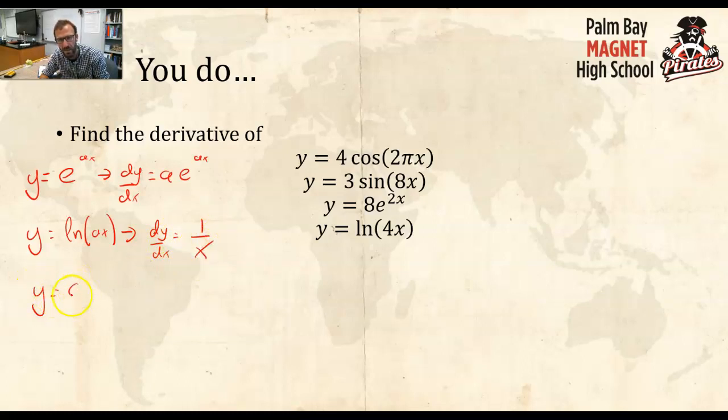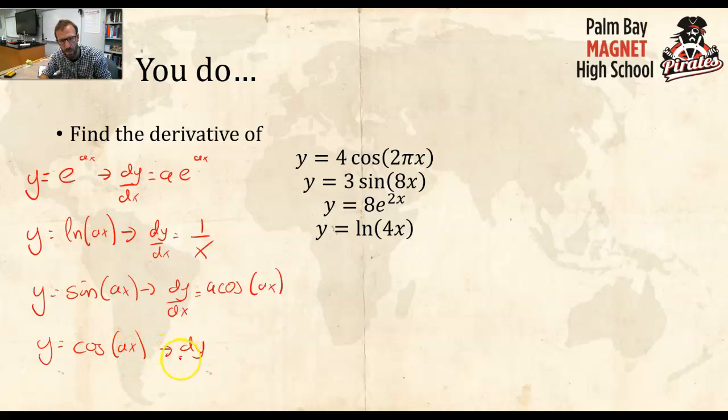y is equal to, let's do sine first. Sine of ax, the derivative dy/dx is equal to a sine of ax. Oh, wait, that's a lie. Complete and utter lie. Cosine. Because if it's sine, it's cosine. And then y is equal to the cosine of ax. Then dy/dx is equal to, the a goes out front. It is a sine because it's a cosine, but it is negative. So it's negative a sine of ax.